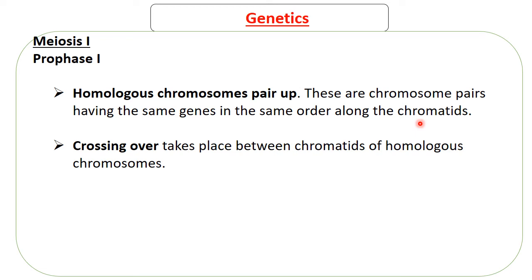Then there's something that's going to happen which doesn't happen in mitosis, and this is very important. It's called crossing over. Crossing over takes place between chromatids of homologous chromosomes. Remember, the chromatids are legs for the chromosomes.